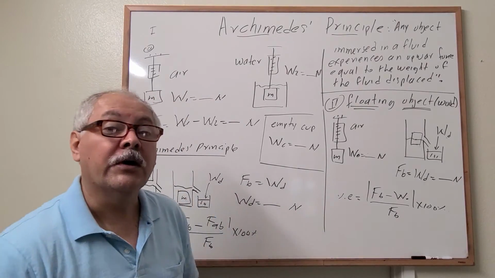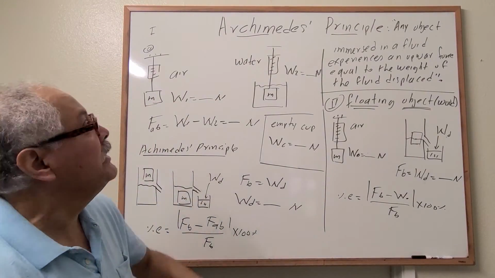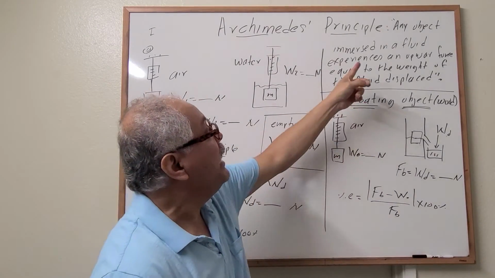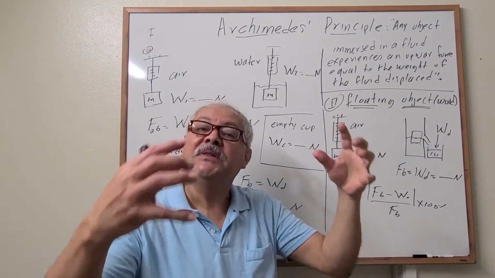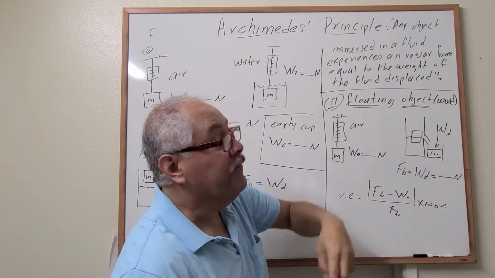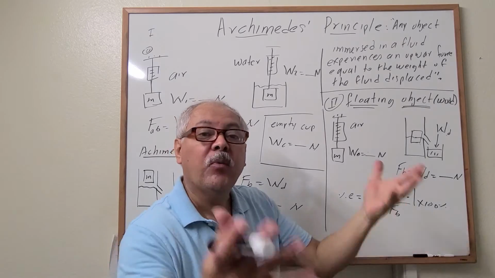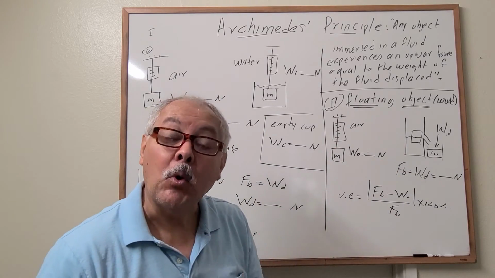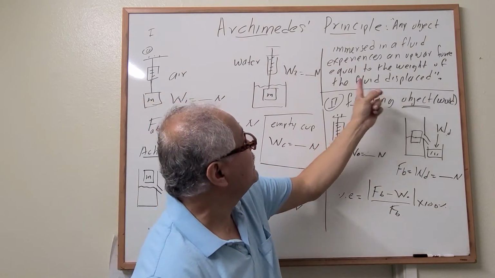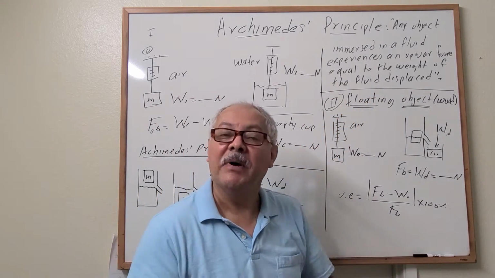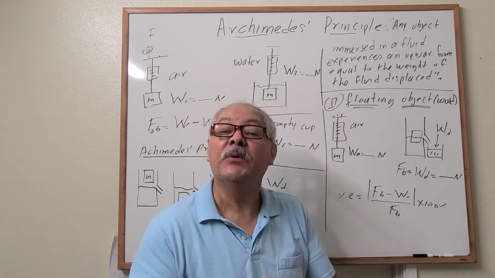Okay, let's go for today's experiment. It's going to be Archimedes' principle, and it says any object completely immersed in a fluid, water in this case, experiences an upward force. That force is called the buoyant force, right? Equal to the weight of the fluid displaced by the object. Okay, let's prove it today.